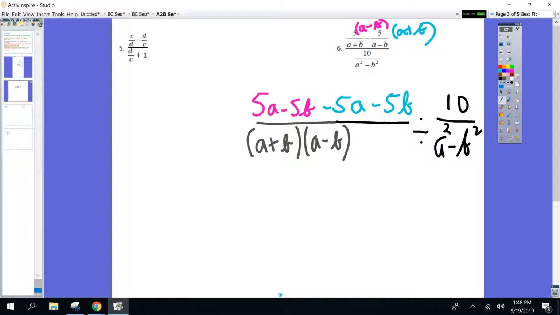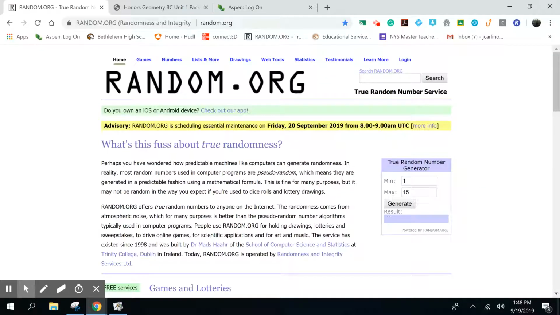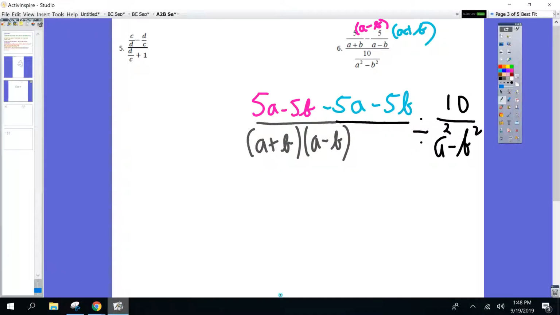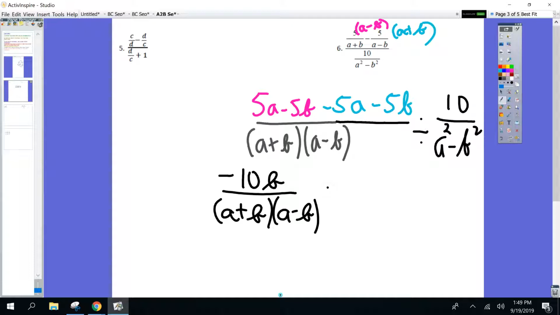Can you clean this up a little bit here for me? Combine your like terms. Just clean up the numerator. You don't take a 5 out. Just clean it up. Combine your like terms. What do you end up with? 5A, go on. Yep. Negative 5B, negative 5B. So that's negative 10. Good job. Negative 10B over A plus B, A minus B, times flip, A squared minus B squared over 10.